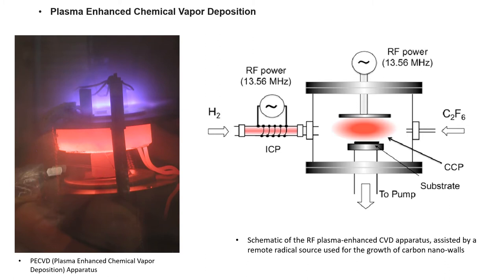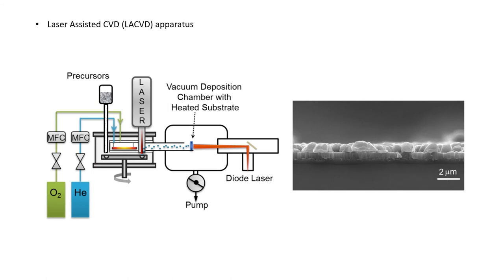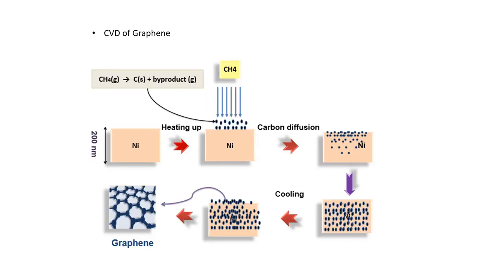Schematic representation of the RF plasma-enhanced CVD apparatus assisted by a remote radical source used for the growth of carbon nanowalls has been shown here. In this slide, laser-assisted chemical vapor deposition along with its apparatus has been shown. The picture on the right-hand side shows the SEM image of a 2 micrometer thick layer deposition. Here, the chemical vapor deposition process of graphene using methane gas onto the surface of a nickel substrate is shown.